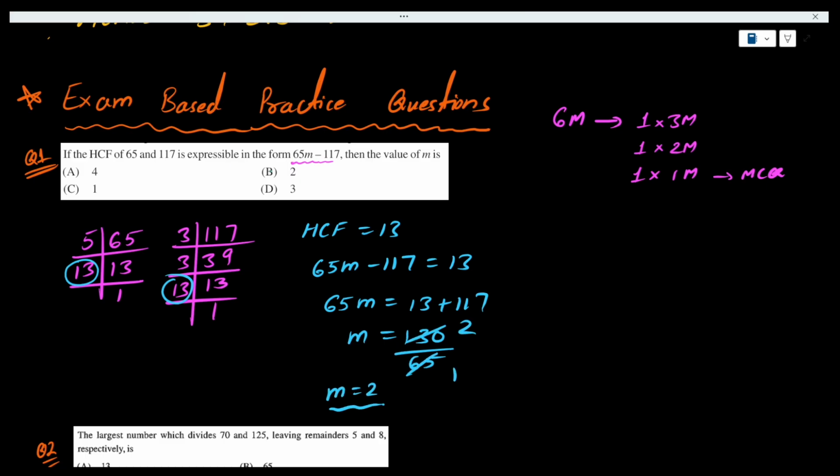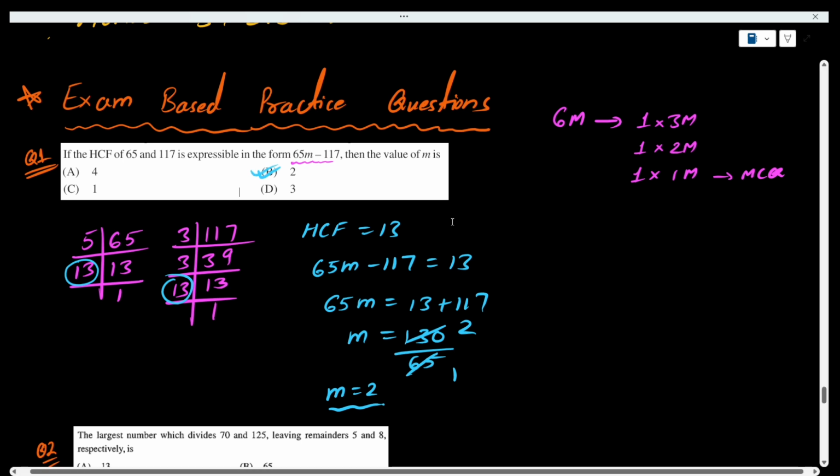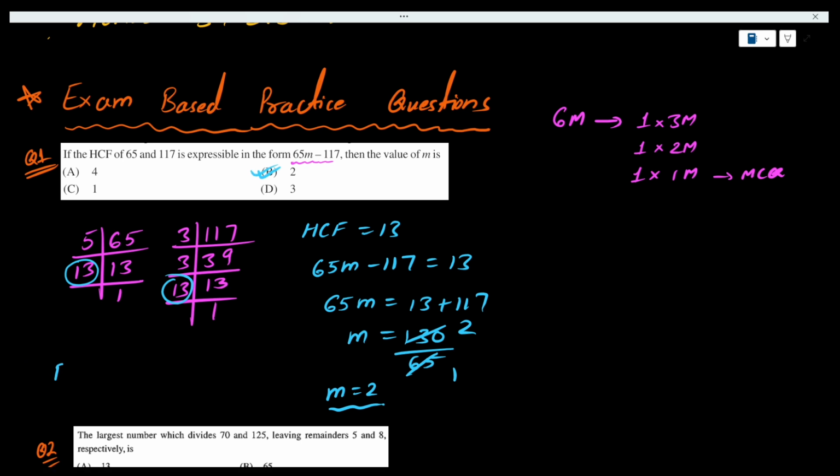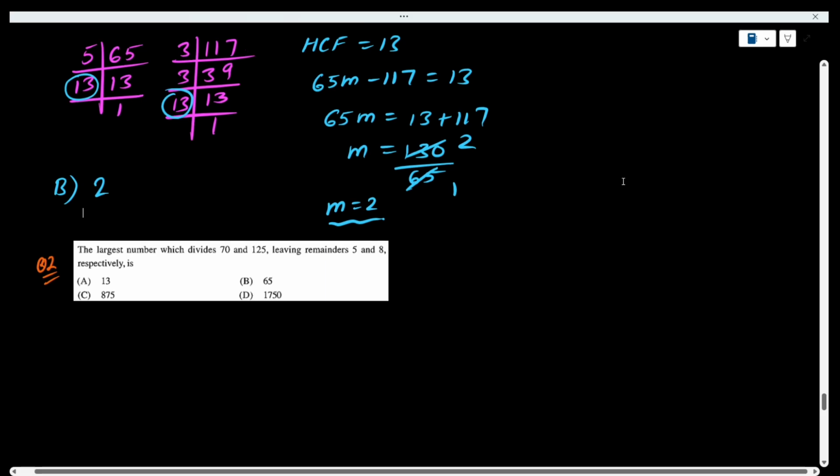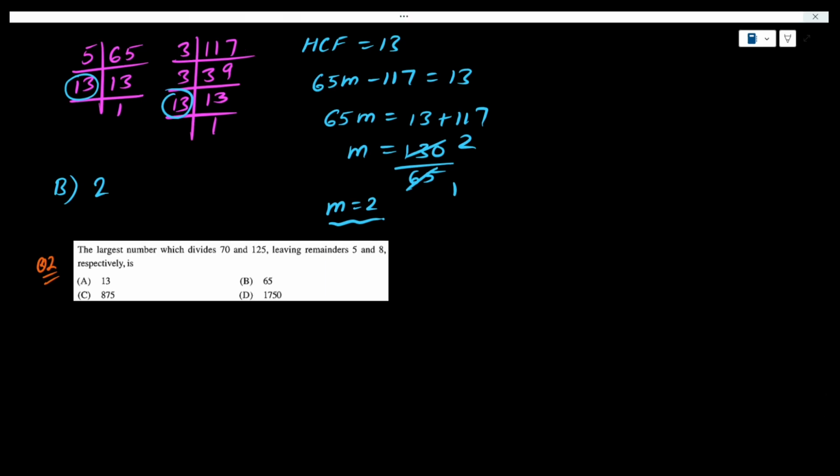So what is the right option? If you see, option number B is the right option. In your answer sheet you will write only the question number, then the correct option, and then the answer of that option. Then the next MCQ question here. This kind of question can be a 2-marker subjective question also.